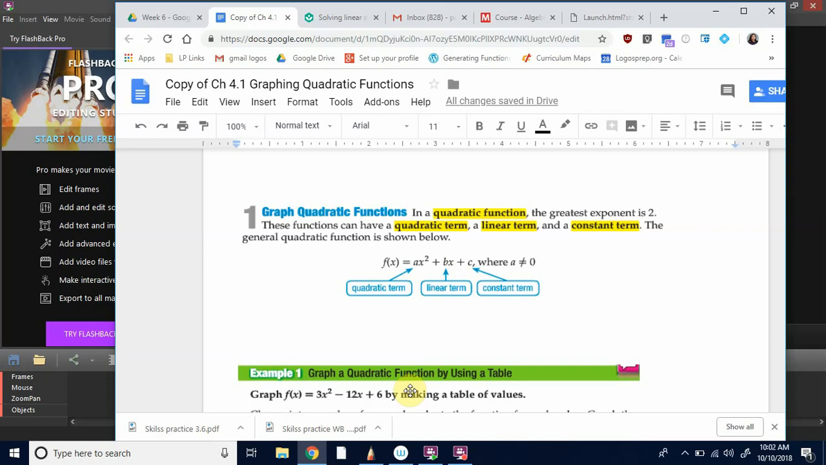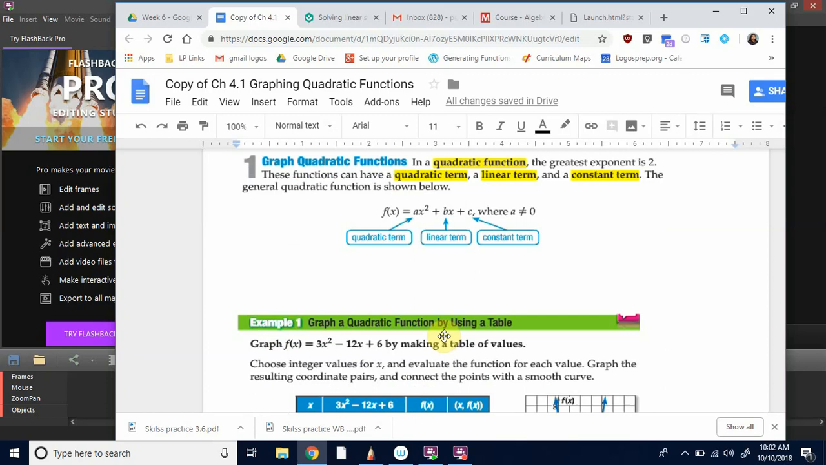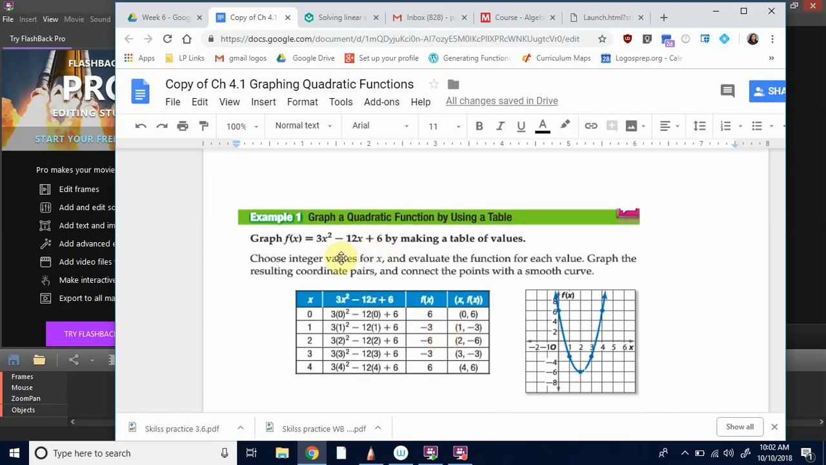All right, so remember, we learned the parent function f of x equals x squared. Then we learned how to do transformations and graph it. Well, we're going to learn how to graph it from standard form, and then we're going to learn a bunch of different variations. So let's go straight into example 1. It says f of x equals 3x squared minus 12x plus 6. So right now in this example, they want us to just make a table and graph it.